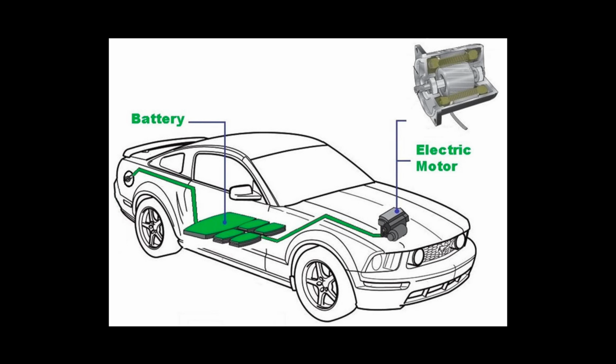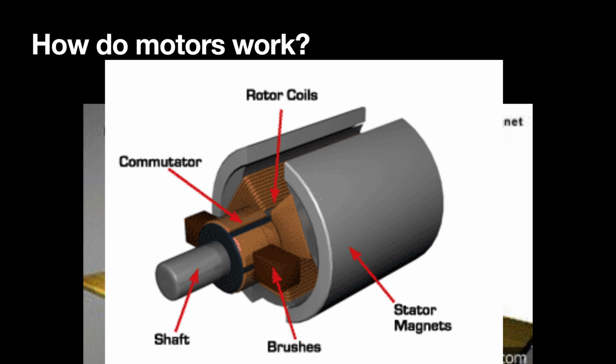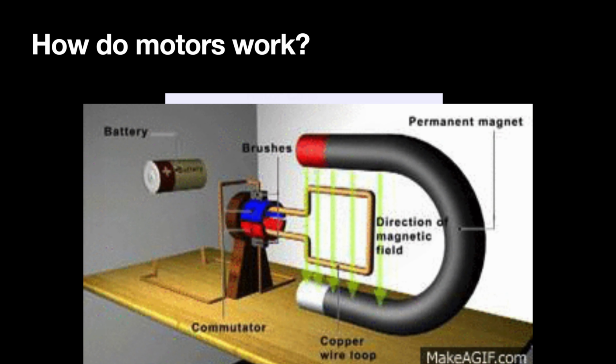Now let's take a closer look at what the motor actually looks like. The current carrying wires produce a magnetic field, and this magnetic field interacts with the permanent magnets in the motor. This causes the coils to rotate. In this case, the electrical energy causes the rotor coils to rotate, and that occurs as electrical energy from a power source or a battery is supplied.